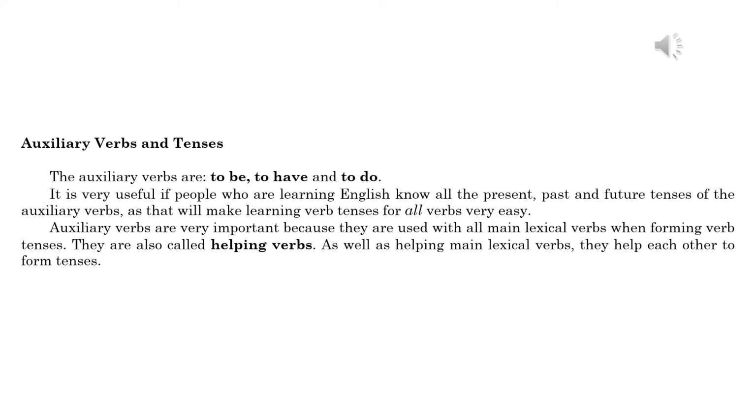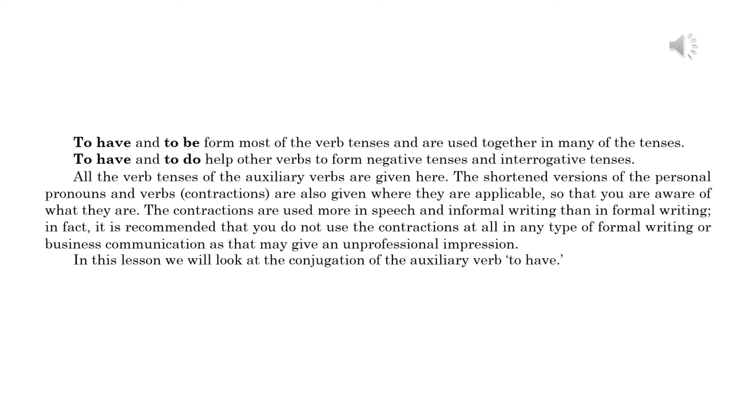Auxiliary verbs are very important because they are used with all main lexical verbs when forming verb tenses. They are also called helping verbs. As well as helping main lexical verbs, they help each other to form tenses. To have and to be form most of the verb tenses and are used together in many of the tenses. To have and to do help other verbs to form negative tenses and interrogative tenses.